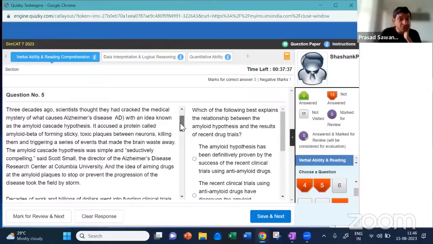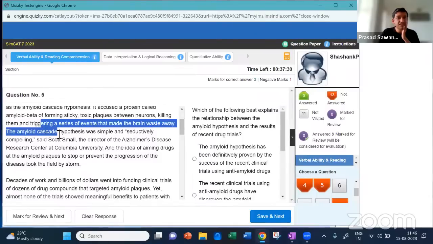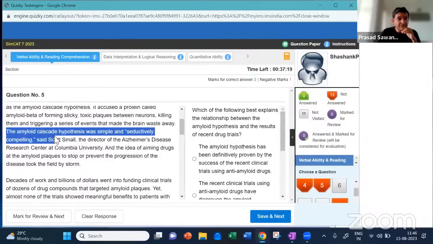It accused a protein called amyloid beta of forming sticky, toxic plaques between neurons, killing them and triggering a series of events that made the brain waste away. So physically, it's causing some damage to the neurons, and that's why the brain can't deliver data, I believe, and that's why it wastes away. The amyloid cascade hypothesis was simple and seductively compelling. Okay, so it was a fairly straightforward hypothesis.